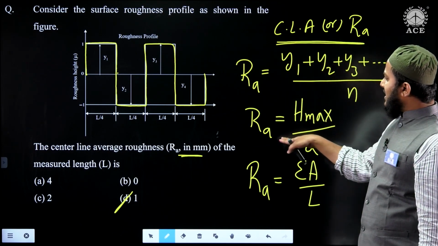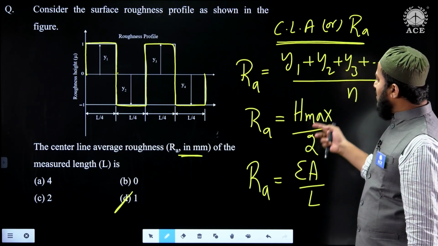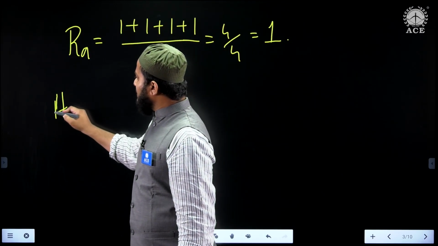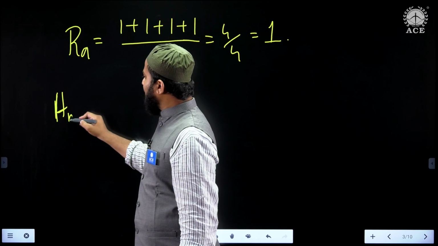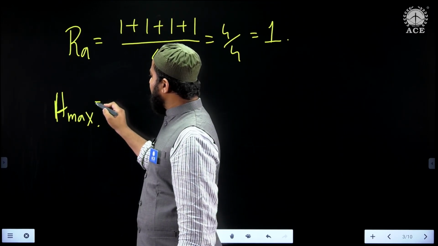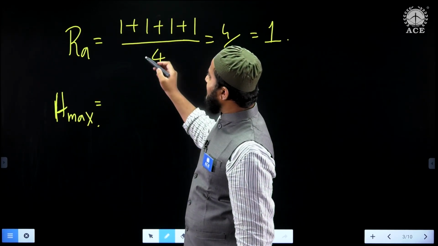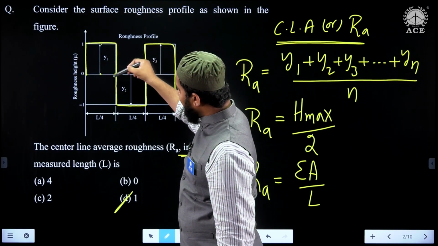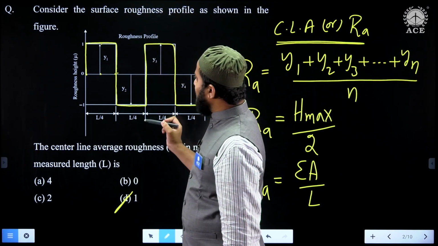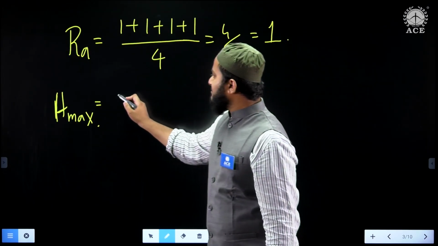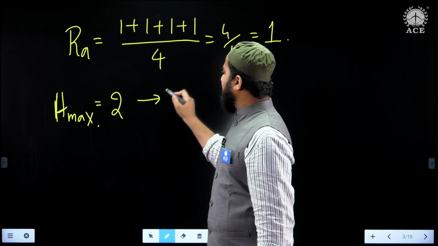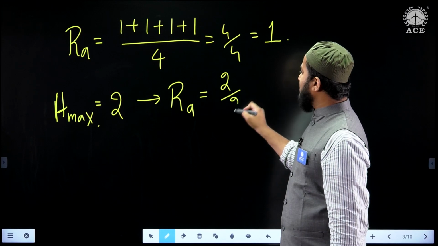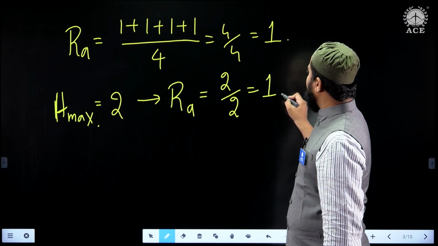Whereas if you notice the approach Ra is equal to H max by 2, what is H max here? H max is the maximum peak to valley height. So H max will be equal to the maximum peak to valley height difference. So the highest peak is 1 and the deepest valley is also 1. 1 plus 1, total 2. So first of all, H max is 2. Then from here Ra we can write as H max by 2. So it will be 2 by 2. Then also the answer is 1.